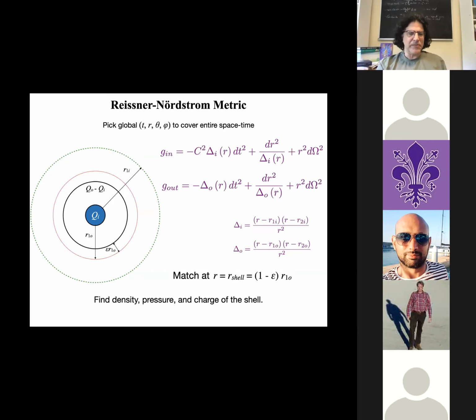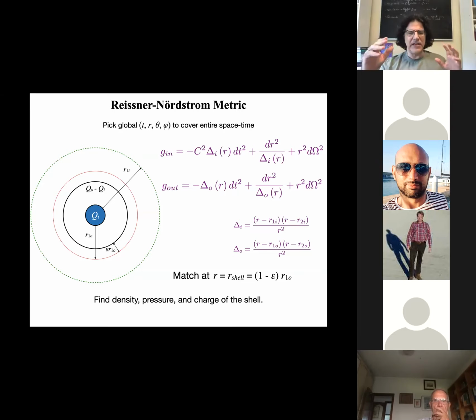The surface will be at r shell, the radius of the shell, and we're going to parameterize that as 1 minus epsilon times the inner horizon. And as epsilon goes to 0, the shell approaches the inner horizon. And in that limit, we can ask questions about the density of the shell and the pressure on the shell and even the charge.